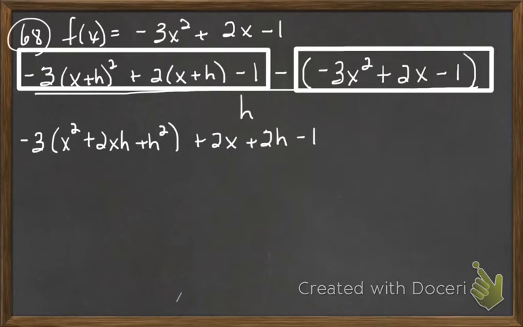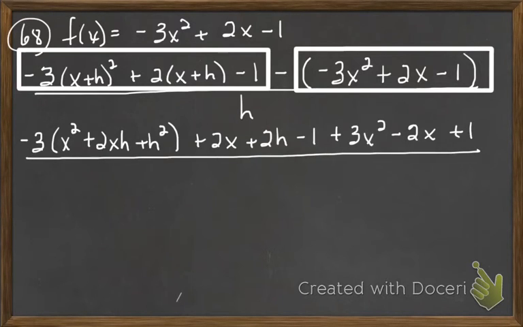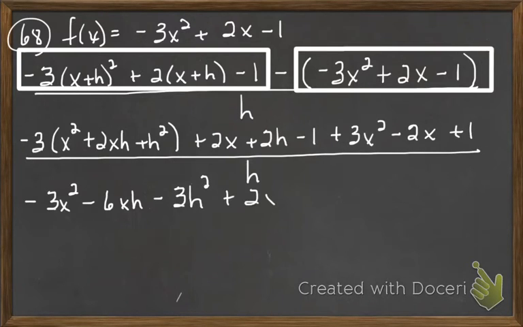Distribute the negative 1. So that's going to give us a positive 3x squared minus 2x plus 1. We're not going to factor at all in this one. And we can't combine like terms yet because I still have that negative 3. So I've got to multiply everything in that parentheses by negative 3. So I'll get negative 3x squared minus 6xh minus 3h squared, and then everything else you can just bring down.